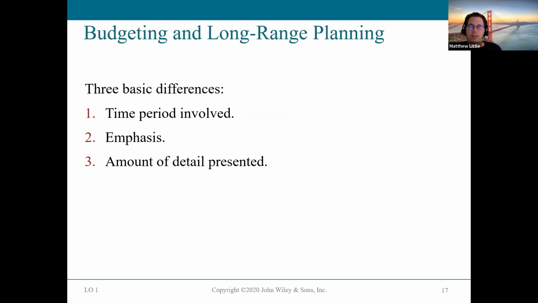So some of the differences between budgeting versus long range planning has to do with the time period. Budgeting is typically shorter: one year, months, a couple of years maybe, versus long range, where you might be talking about where do I want to see myself in 10 or 20 years? In the budgeting world, what's the emphasis? The emphasis is very specific. What are the targets right now versus long range? What's the target in a long period of time?